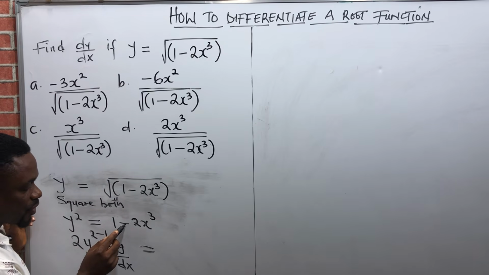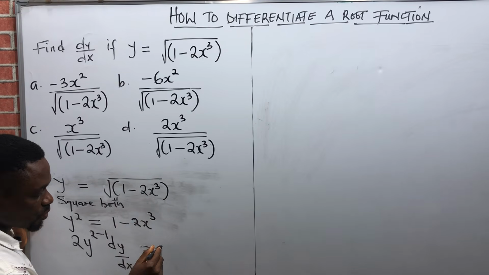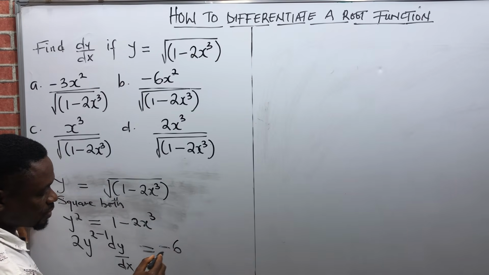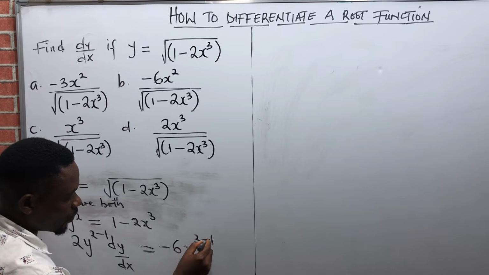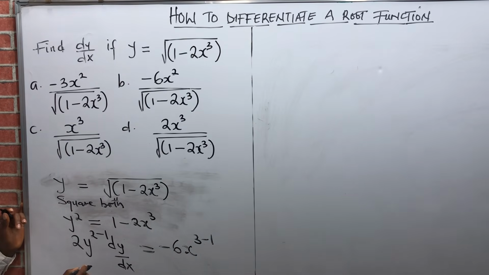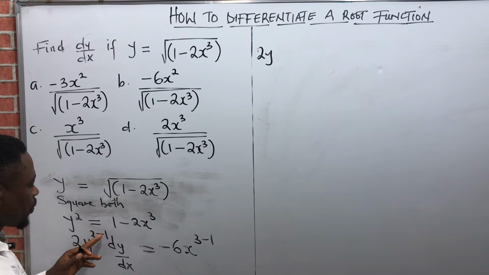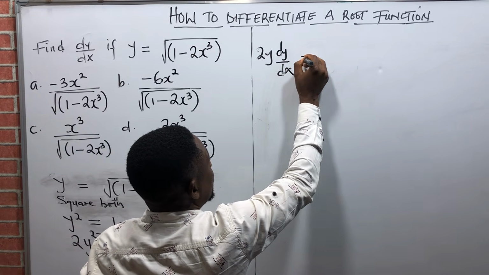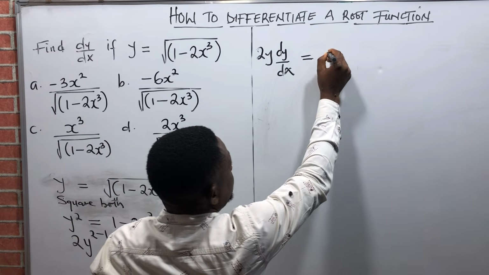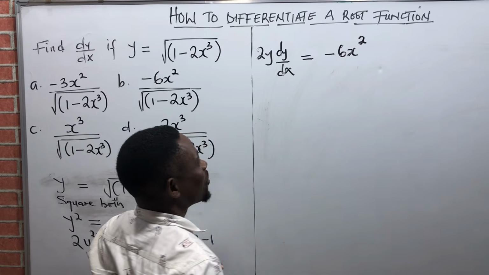My next thing is to differentiate minus 2x raised to power 3. I will consider the power and use it to multiply the base. 3 times minus 2 will give us minus 6x, then raised to the power of 3 minus 1. If you do that, you are going to have 2y. Then 2 minus 1 is 1, then I will have dy over dx, equal to minus 6x all raised to the power of 2. Hope you are following.